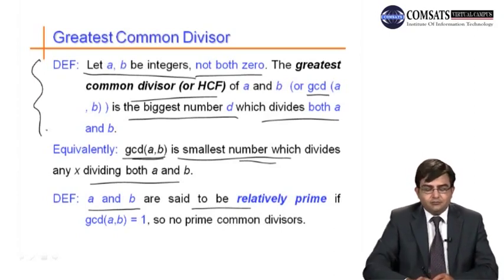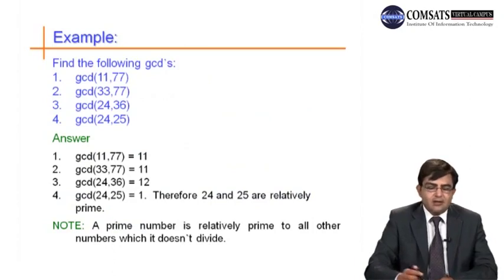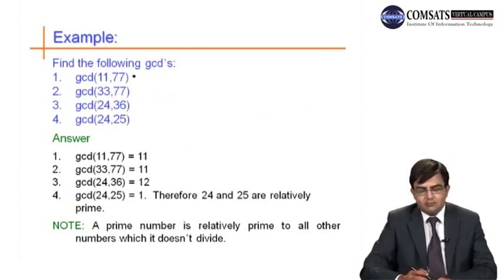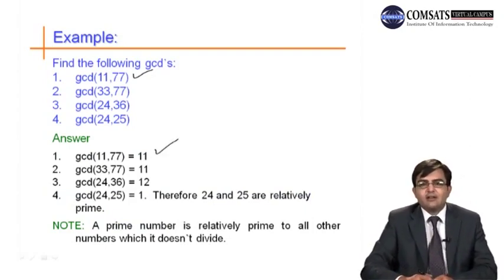For example, what is the GCD of 11 and 77? The greatest number, the highest common factor between 11 and 77, is 11.